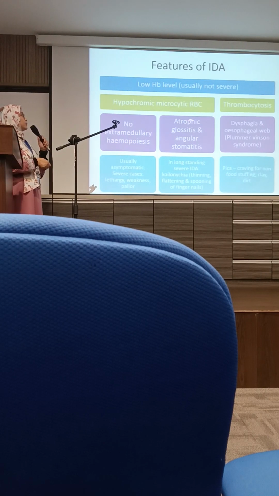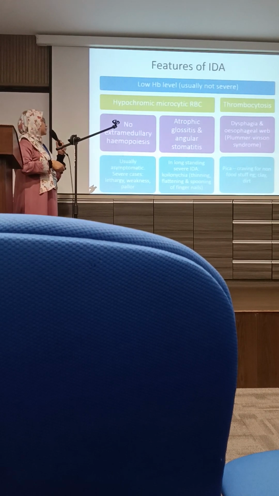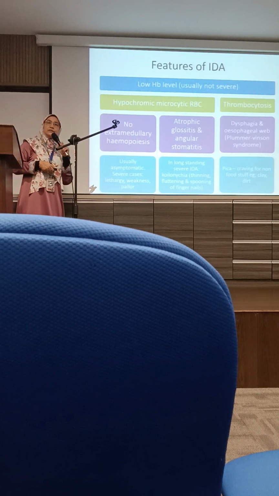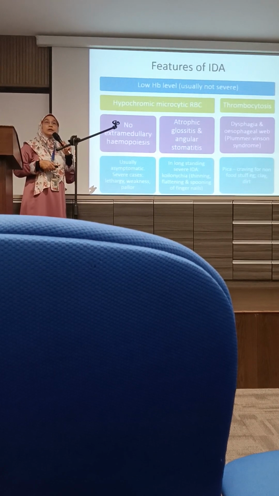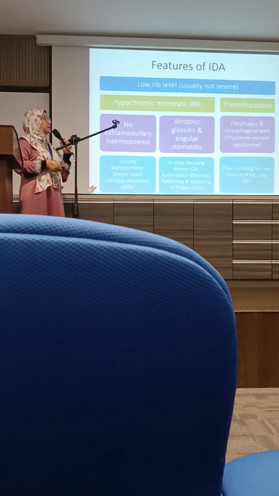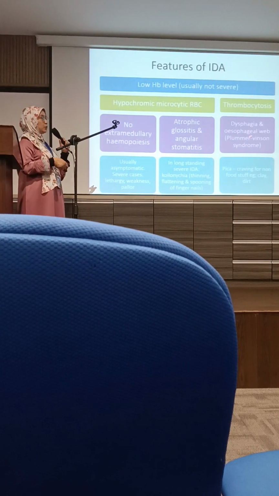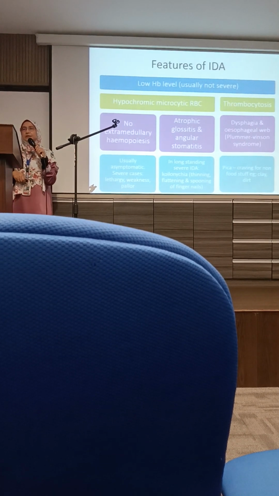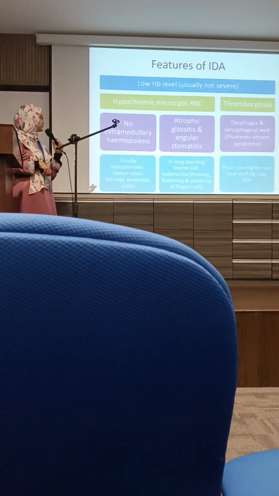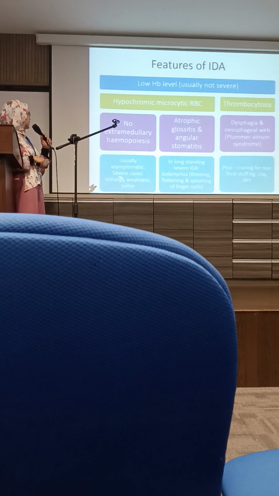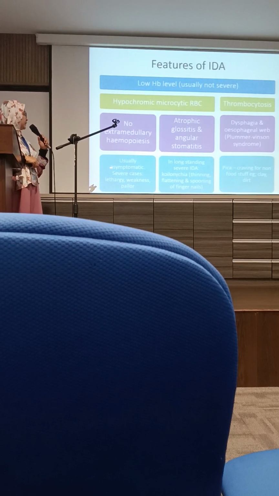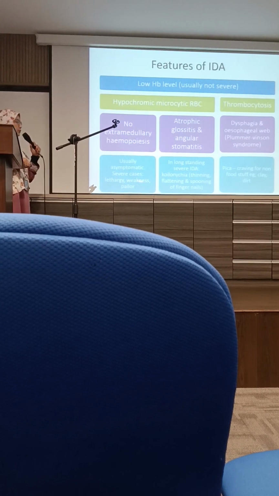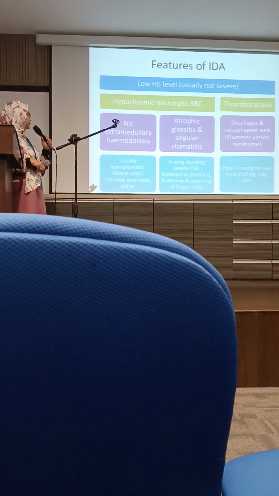They can have atrophic glossitis and angular stomatitis. I will show the picture. They can have dysphagia. You know what dysphagia is? Difficulty in swallowing, because usually they will have esophageal web. They call it Plummer-Vinson syndrome. But this is not common. Occasionally you may see. Most patients are asymptomatic. They don't have any symptom. But in severe cases, they will complain of lethargy, weakness and pallor.